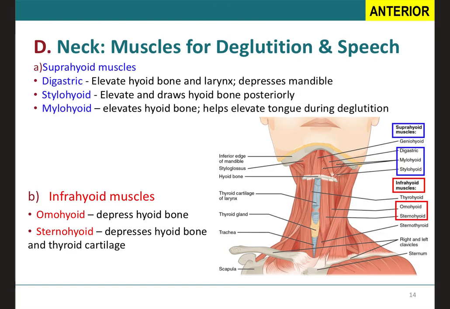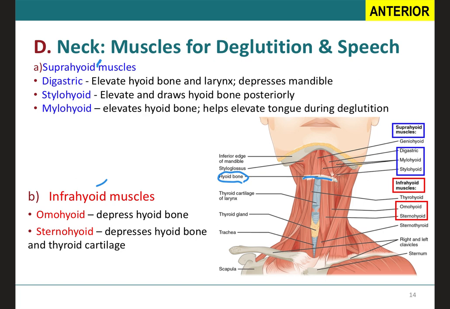Now we're moving on to the neck muscles, and there are two groups of muscles associated with the anterior aspect of the neck, which are the suprahyoid muscles, and they're called suprahyoid because they're located superior to the hyoid bone. Where is the hyoid bone? Right over here. And then the next group would be called the infrahyoid muscles, which receive this name because they're located inferior to the hyoid bone.